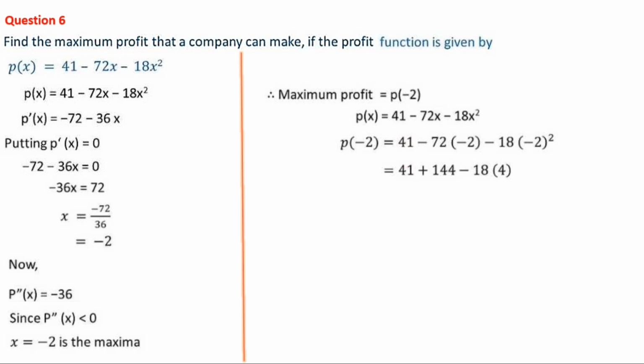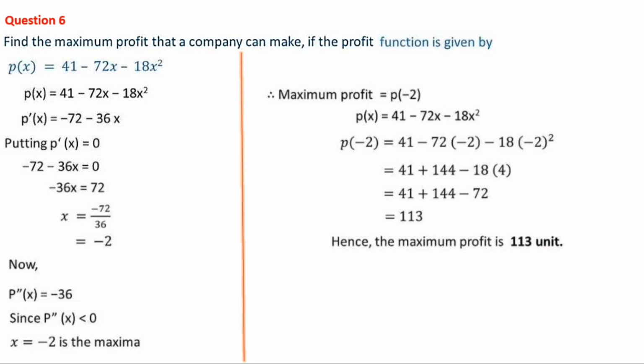That is 41 minus 18 into minus 2 plus 72 into 2 is 144 minus 18 into 4. 18 into minus 2 the whole square is 4. So 18 into 4 is coming. So 41 plus 144 minus 18 into 4, which is minus 72. Then when we do the calculation, we will be getting 113. So this is the maximum profit, and the maximum profit is 113 unit.